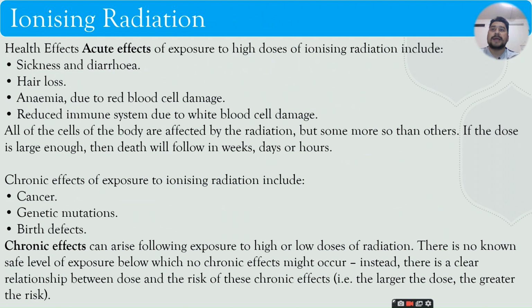Health effects related to ionizing radiation. Acute effects of exposure to a high dose of ionizing radiation include sickness and diarrhea. Whenever people come into contact with ionizing radiation, alpha, beta, gamma, neutron and X-rays, they will get health effects like sickness and diarrhea. They will lose hair also, get anemia due to red blood cell damage, and have reduced immunity due to white blood cell damage. These are the effects of ionizing radiation. All the cells of the body are affected by radiation, but some more so than others.